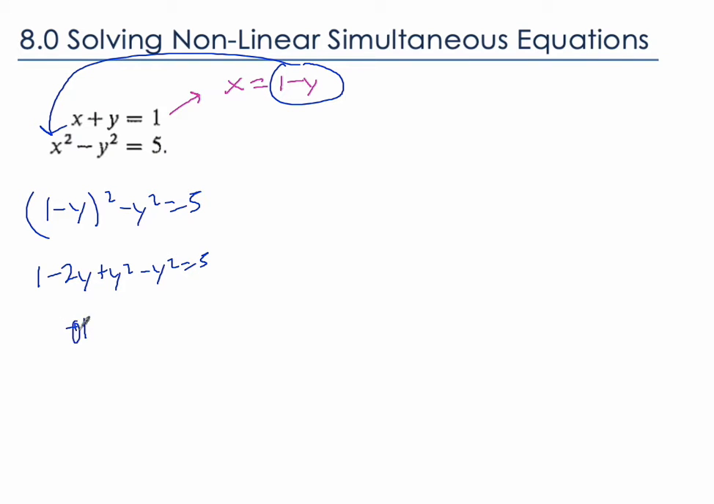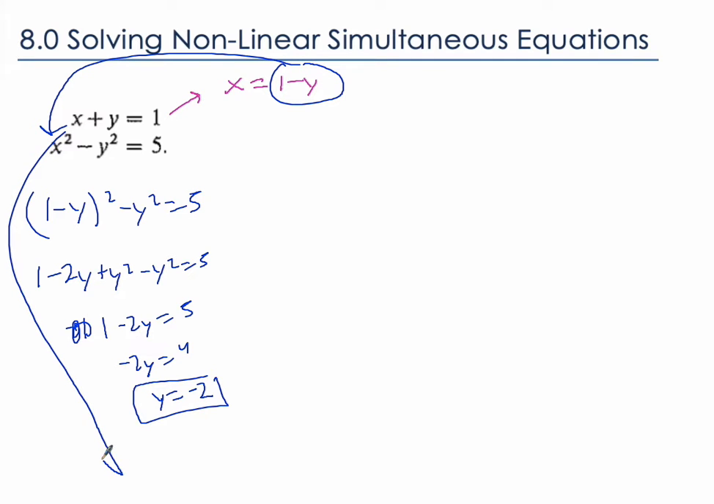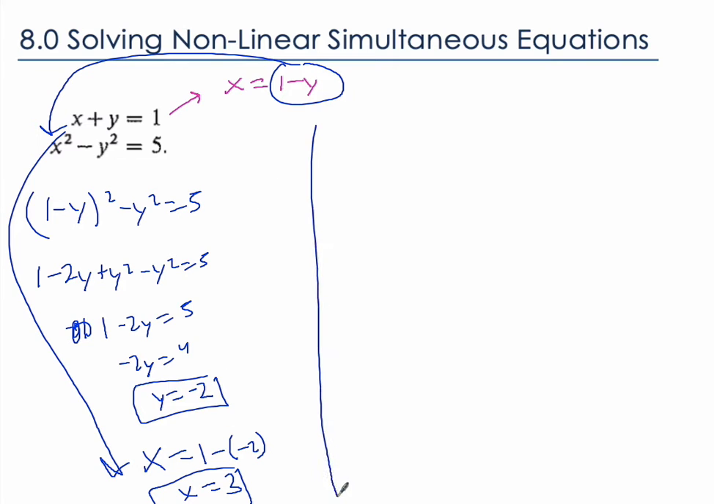And then we'll solve this. We get y equals negative 2. Okay, so we'll substitute that into the second equation, or this one right here if you want. x equals 1 minus the y value, which is negative 2, so we get x equals 3. So that's one way to do it.